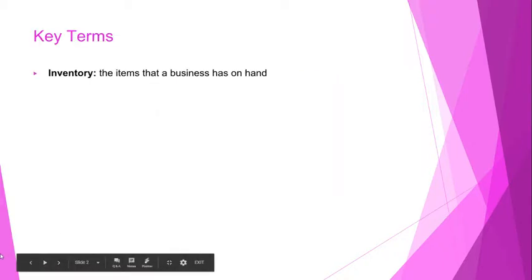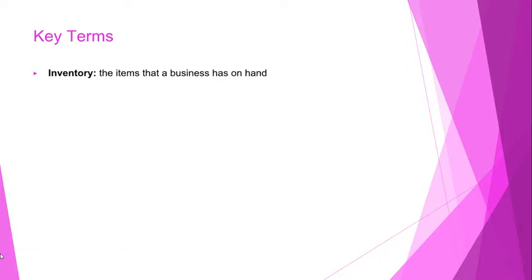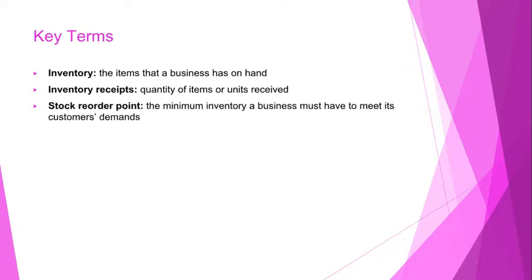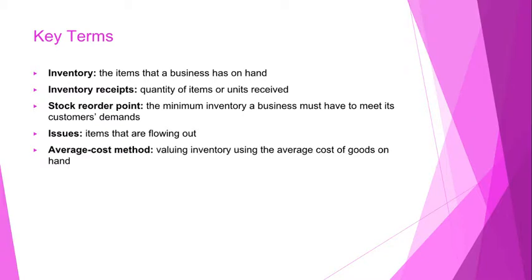So we've got inventory, which is the items that a business has on hand. Inventory receipts, the quantity of items or units received. Stock reorder point, the minimum inventory a business must have to meet its customers' demands. Issues, items that are flowing out. Average cost method, valuing inventory using the average cost of goods on hand.